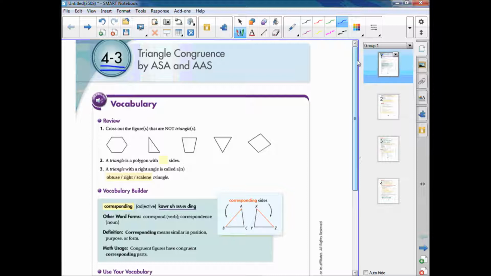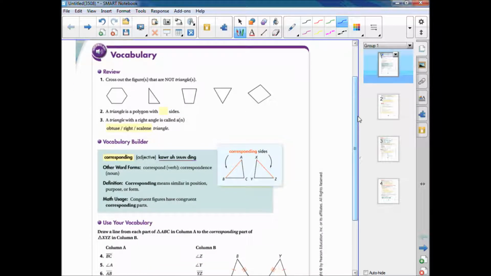All right, so we have some vocabulary here. Cross out the figures that are not triangles. So the first one's not a triangle, third one, and the fifth one. Okay, so a triangle is a polygon with three sides, and that's why the second and the fourth one were triangles. And a triangle with a right angle is called a right triangle. Remember, an obtuse triangle has one angle larger than 90, and a scalene triangle is a triangle that has no sides that are congruent. Okay.